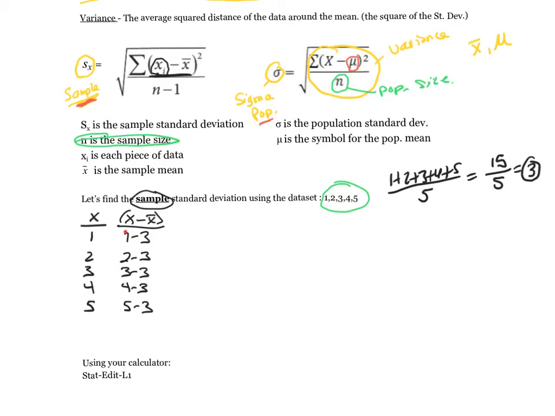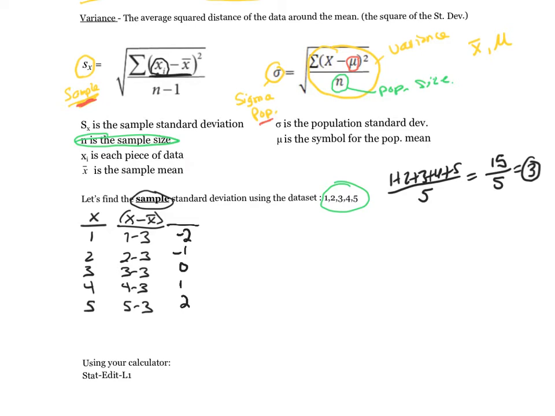Okay, so these numbers are the data. Use my highlighter here. And then I'm subtracting the mean that I just found from each one. So I'm going to do that. And that'll give me -2, -1, 0, 1, and 2. Okay, so those are the distances away from the mean. And we said it's the average distance away from the mean.